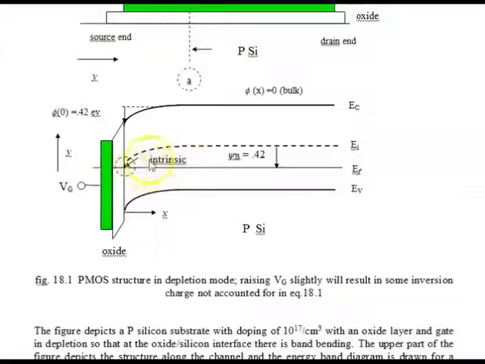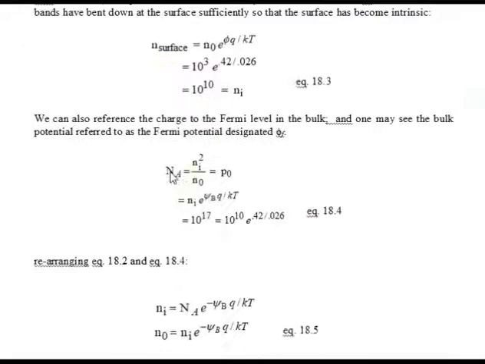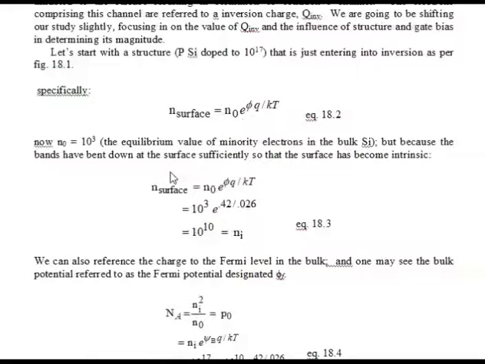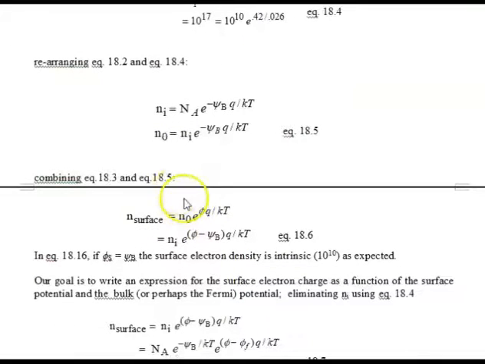So if the surface is equal to the bulk, the band bending phi at 0 at the surface is equal to the bulk. Then I have intrinsic. That's all this thing says. Where is it? Someplace here. Gotta be here someplace.